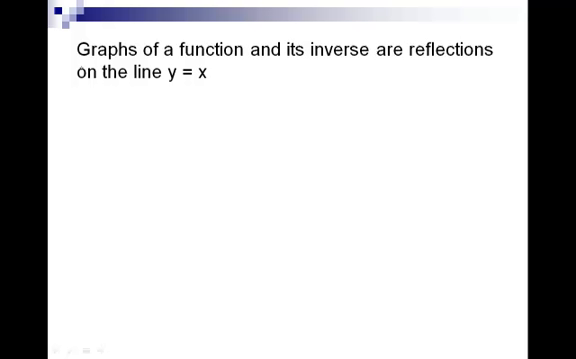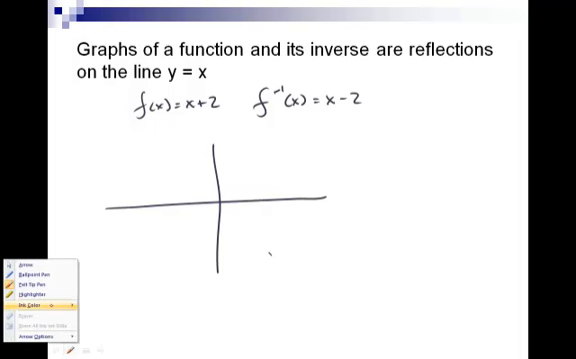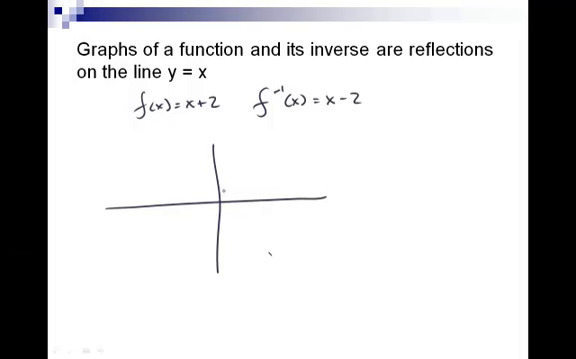The graphs of a function and its inverse are reflections on the line y equals x. Let's look at our very first, very simple example. We had f of x equals x plus 2, and f inverse of x equals x minus 2. If I graph f of x, I went up 2, and I had a slope of 1, so it looks something like this.